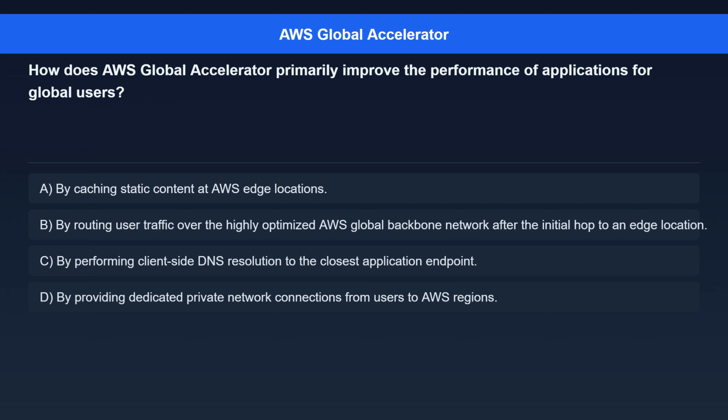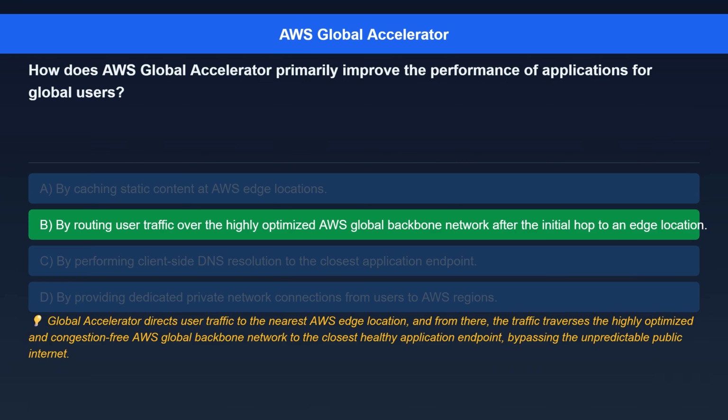Question 2. How does AWS Global Accelerator primarily improve the performance of applications for global users? Option A. By caching static content at AWS edge locations. Option B. By routing user traffic over the highly optimized AWS Global Backbone Network after the initial hop to an edge location. Option C. By performing client-side DNS resolution to the closest application endpoint. Option D. By providing dedicated private network connections from users to AWS regions.